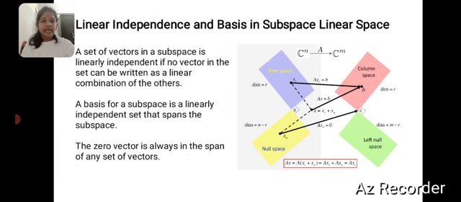Linear independence and basis in subspace linear space. A set of vectors in a subspace is linearly independent if no vector in the set can be written as a linear combination of others. A basis for a subspace is a linearly independent set that spans the subspace. The zero vector is always in the span of any set of vectors.